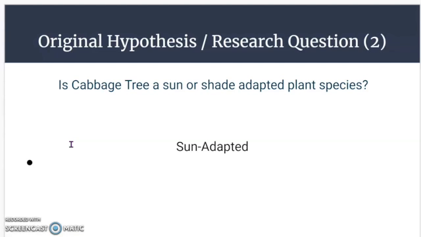The similarities in photosynthetic parameters between the black sage and the cabbage tree support the hypothesis that the cabbage tree is a sun-adapted plant. Both stomata counts are relatively low compared to the lemonade berry, and this is a known trait of sun-adapted species.